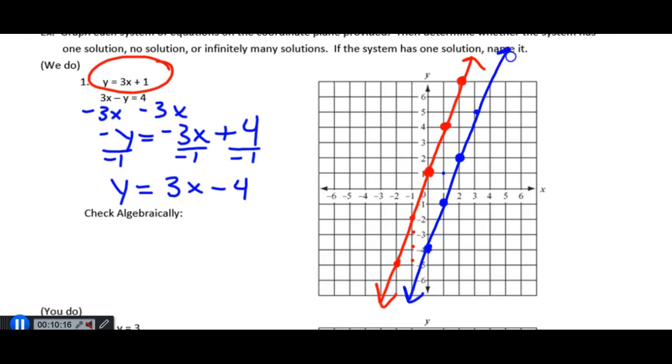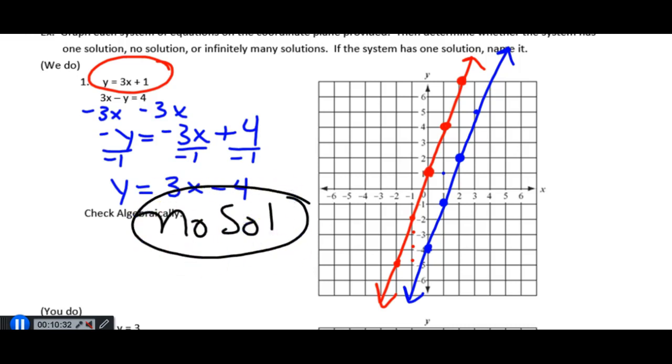Doesn't intersect. So on this one, they are parallel lines, which means I have no solution. Because it's no solution, I can't check it. There's nothing to check. Also, maybe if I remember some part 1 stuff, remember we said that parallel lines have the same slope? So if I remembered that, I could just look at those equations once I had them in slope-intercept form, and I would automatically know those would be parallel, which means they would have no solution.